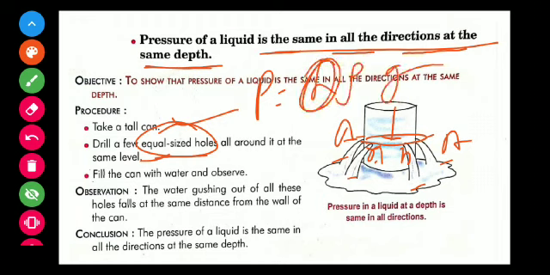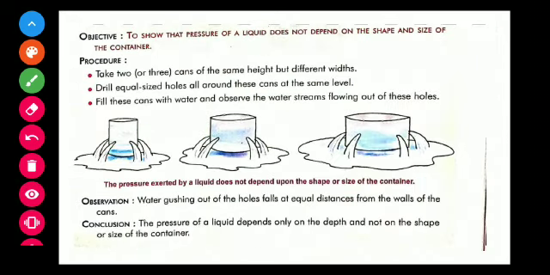Therefore, H is the same, so the pressure at each point is the same. So what is your conclusion? The pressure of a liquid is the same in all directions at the same depth. This is your second point: the pressure of a liquid is the same in all directions at the same depth.